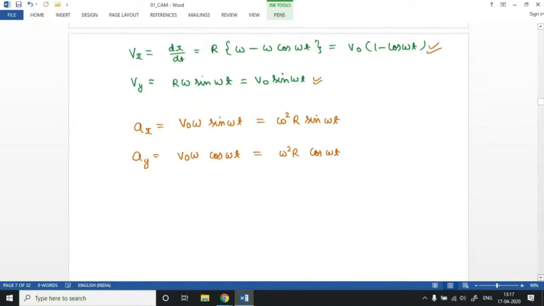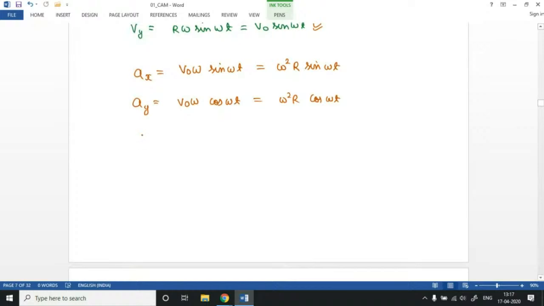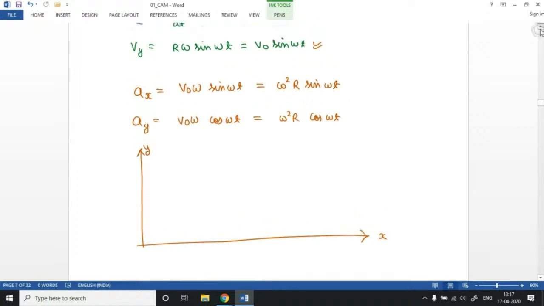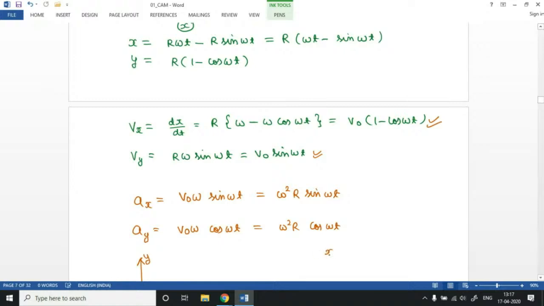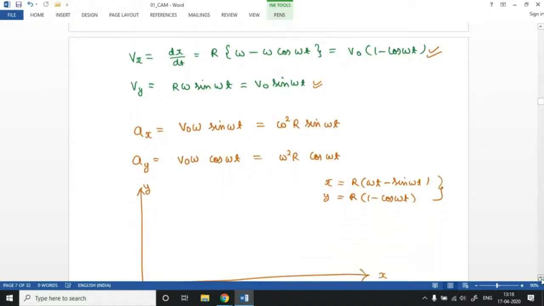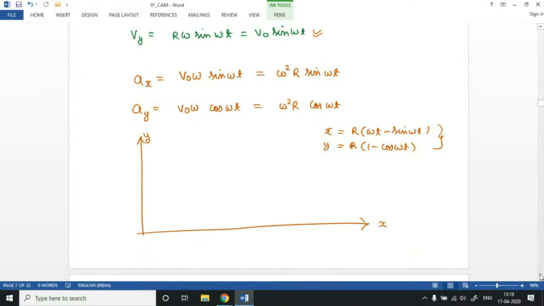So if we wish to draw the y versus x plot, the equations of x and y we already have in parametric form. Let's write that again. Here x is equal to r into omega t minus sine omega t, and y is nothing but r into 1 minus cos omega t. So this locus we have got in parametric form. When we plot it, it will look something like this.